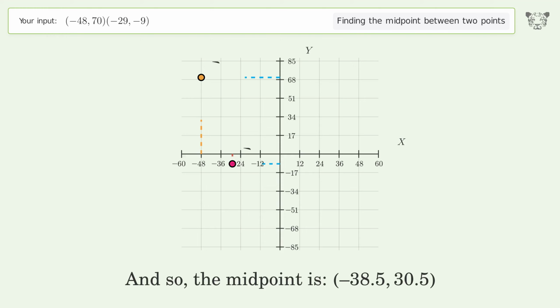And so, the midpoint is, negative 38.5, 30.5.